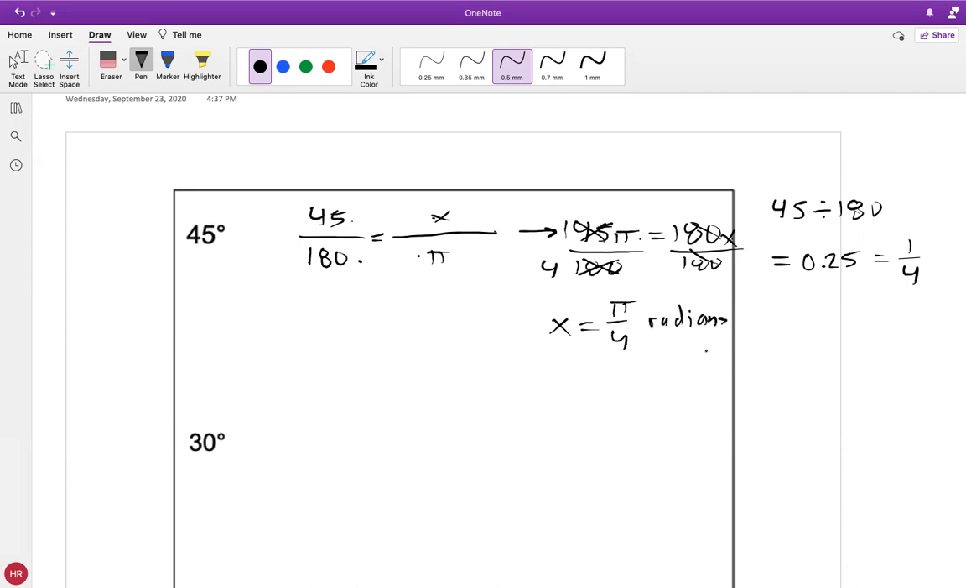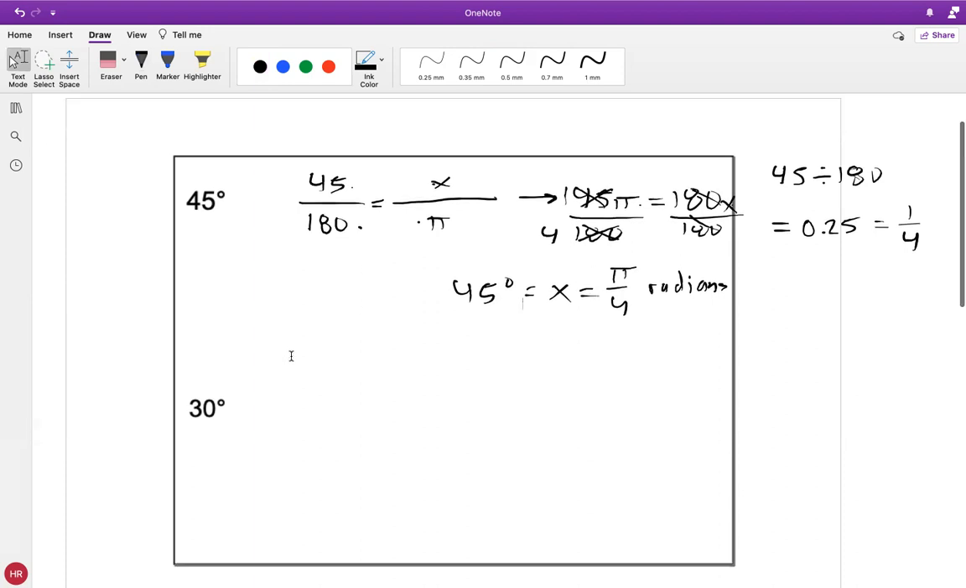So x is pi over 4 radians. So 45 degrees is pi over 4 radians. We've converted from degrees to radians.